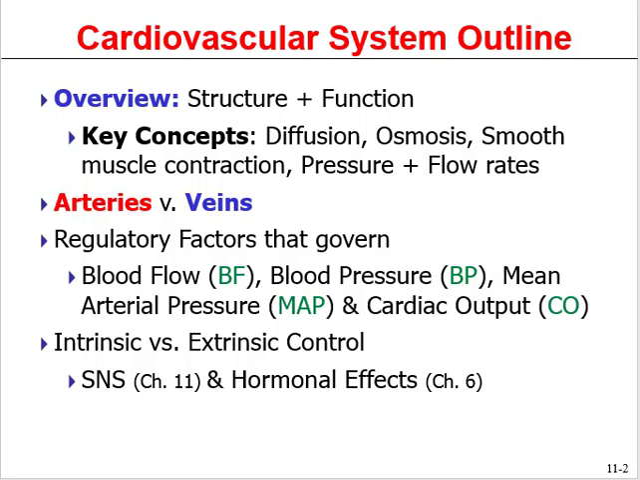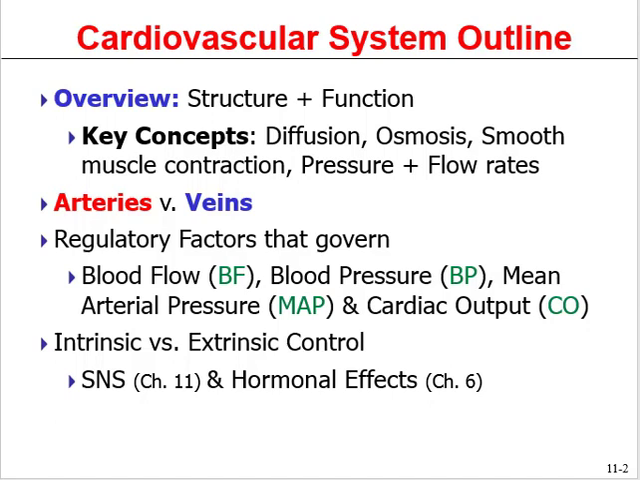So our main focus is going to be learning the difference between an artery versus a vein, and we've got some diagrams to help you visualize those differences. And then regulatory factors that govern blood flow, blood pressure, mean arterial pressure, and cardiac output. So MAP and CO were discussed in the previous unit, and we'll use those terms again here as we start our new unit. Actually, this is Unit 4. I said Unit 3. This is Unit 4.